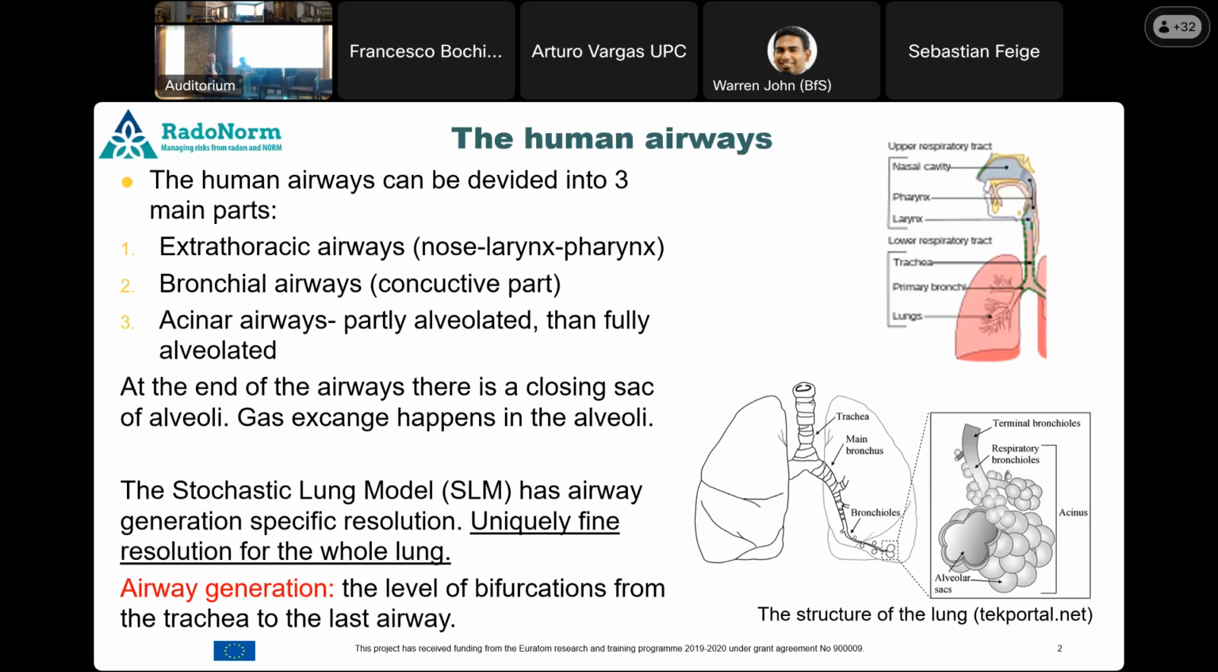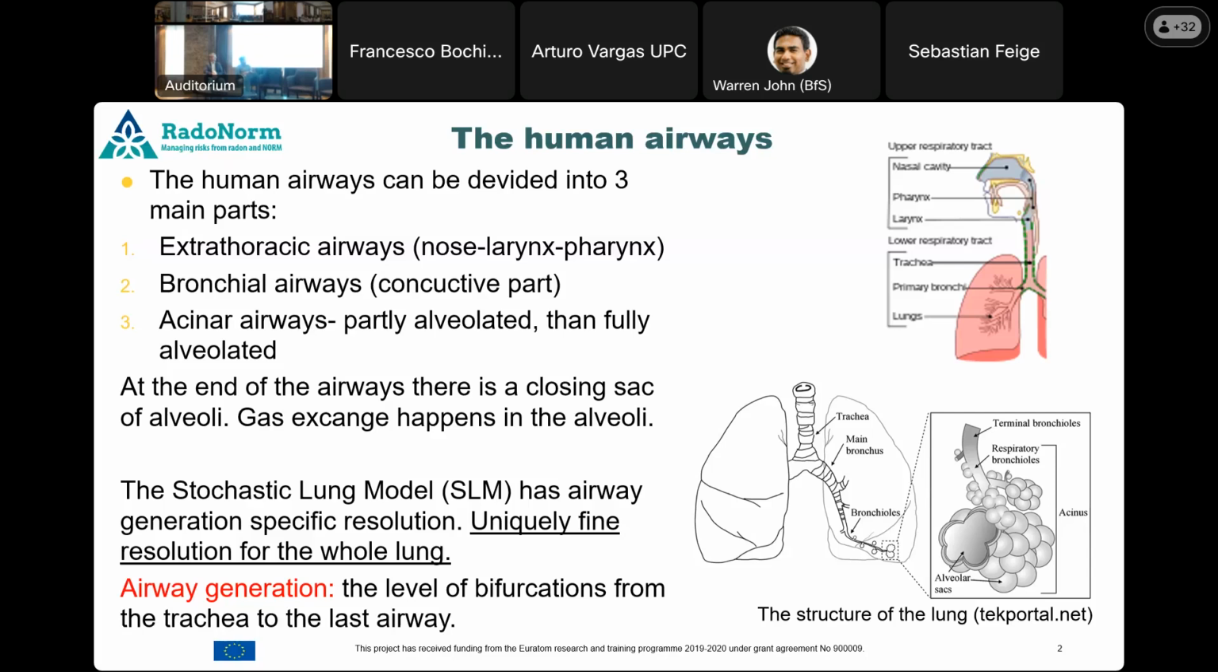It's important that the extrathoracic airways have the main function of filtering out the biggest and the smallest particles to protect the lung. Bronchial airways are the conductive part, and the acinar airways are the part where the gas exchange happens. The bronchial airways are the most important in the case of dosimetry because the highest doses are there. So I'm only calculating doses for the bronchial airways.